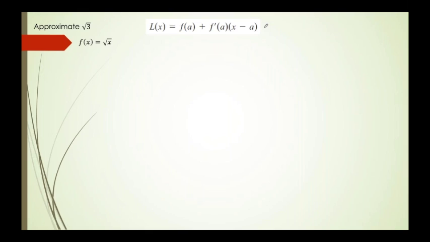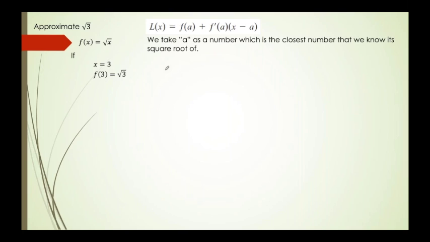The function could be f of x equals square root of x. Why? Because when x is 3, we will get f of 3 equal to square root of 3. We are asked to find the square root of 3, and we will find it by this function. Okay, we have our function, but how can we choose a? It says that we can take a as the closest number whose square root we know. So what's the closest number that we know the square root of? It is 4.